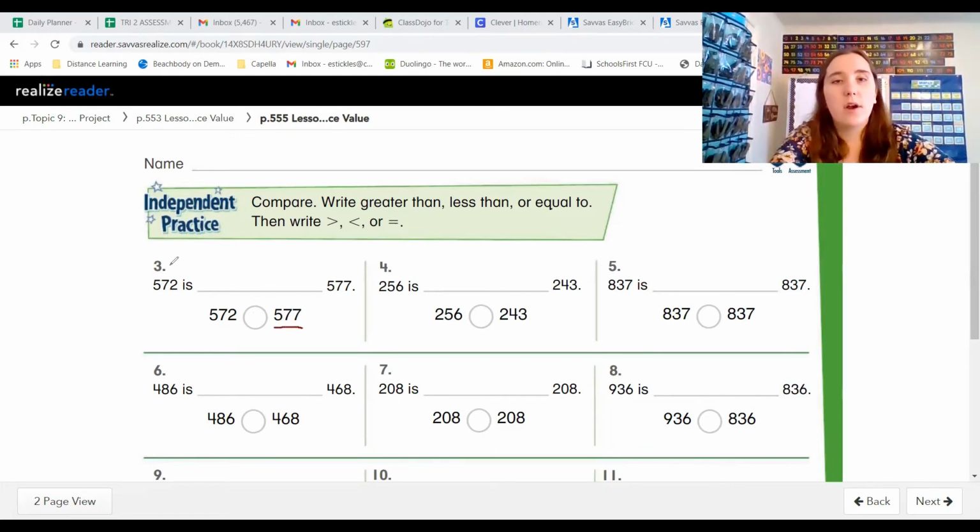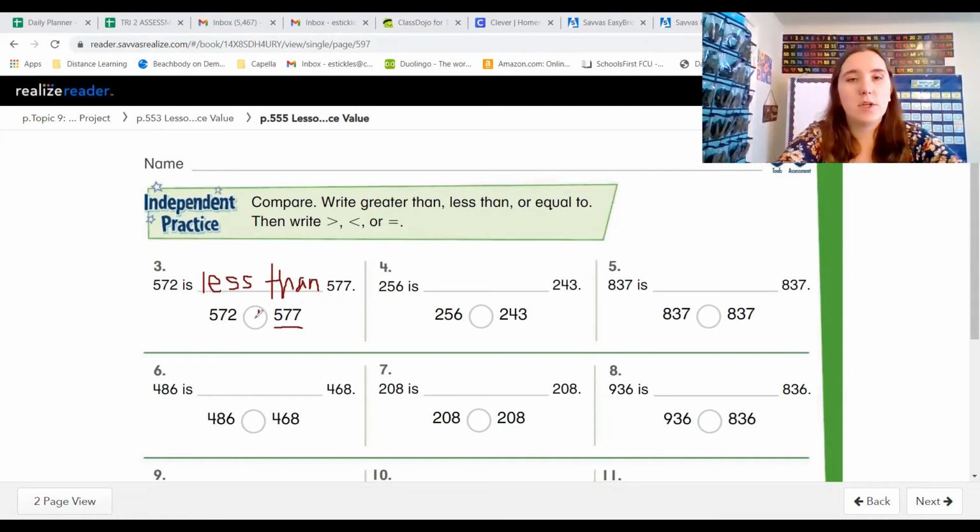So we need to write out our sentence like this. 572 is to 577. Would it be greater than or less than 577? It's less than. So we would say 572 is less than 577. Now we just have to pick out our symbol. Our symbol needs to be pointing open towards the bigger number, which is 577. So we're going to use that less than symbol. 572 is less than 577.